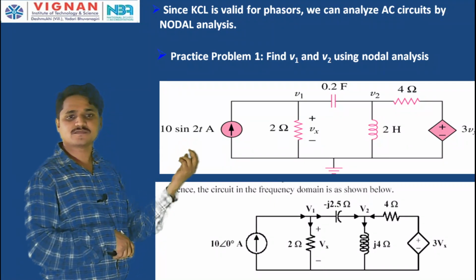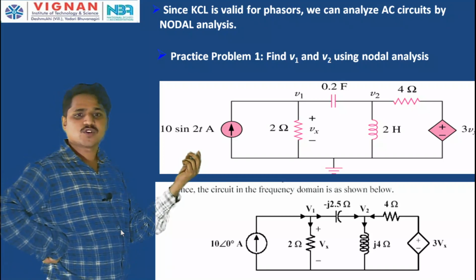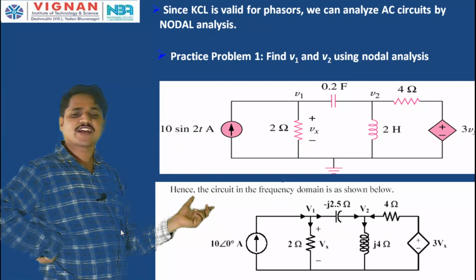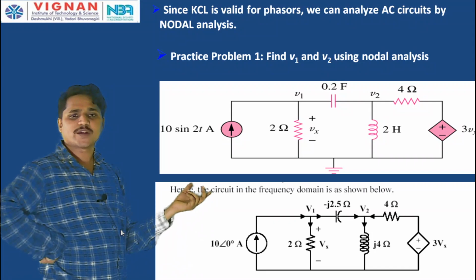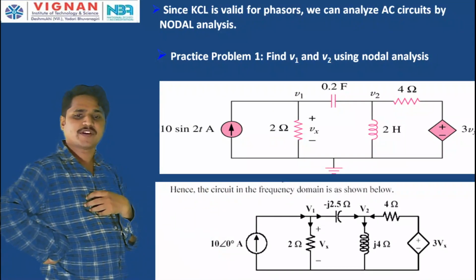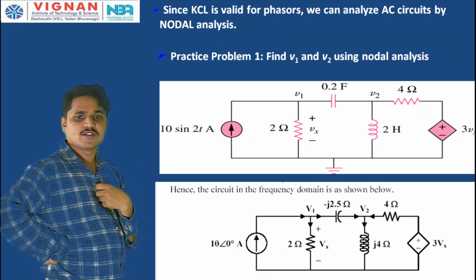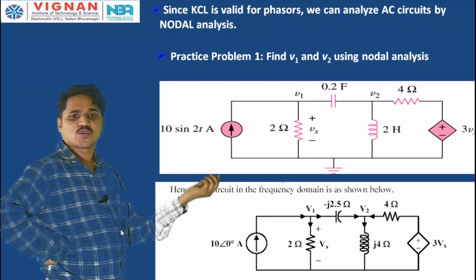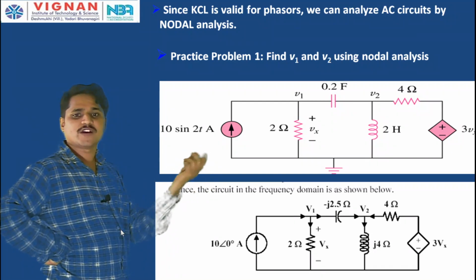Now, see here. 10 sin 2t I can write as 10 sin, so the angle is 2t plus 0, therefore 10 at an angle of 0 degrees amperes. I am converting into the polar form, so magnitude and phase, and the 2 ohm resistor. Okay, so V1 and V2.